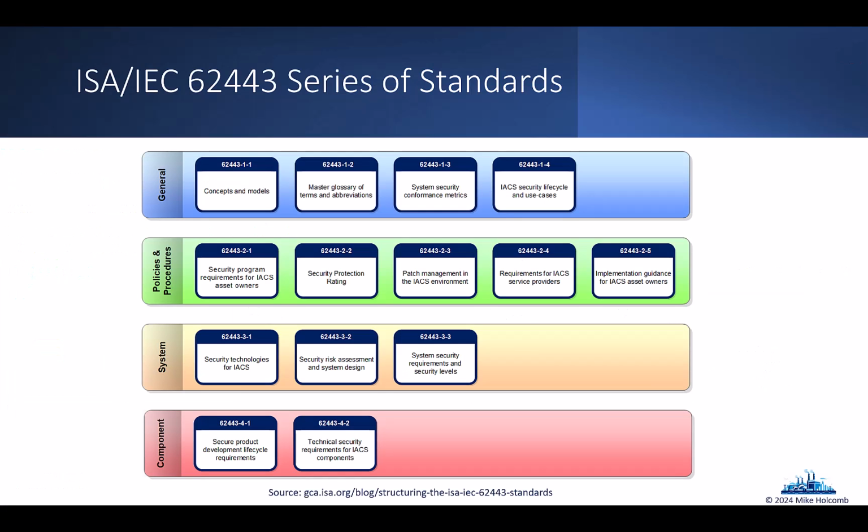Here you can see it's not one standard, it's not one big document, it's a bunch of different standards. There's 14, I guess. I should have counted them before. You can tell they're numbered, but they're also broken up into four different types of standards, right? So you can see general, policies and procedures, the system component.